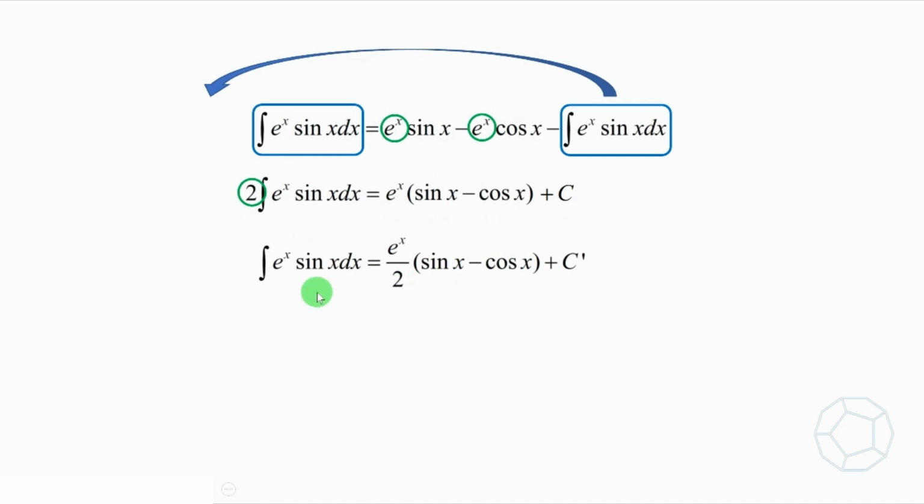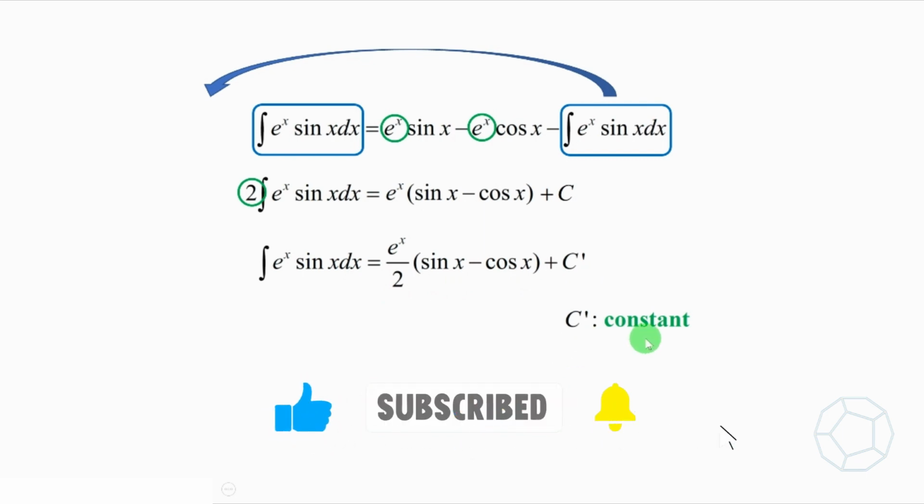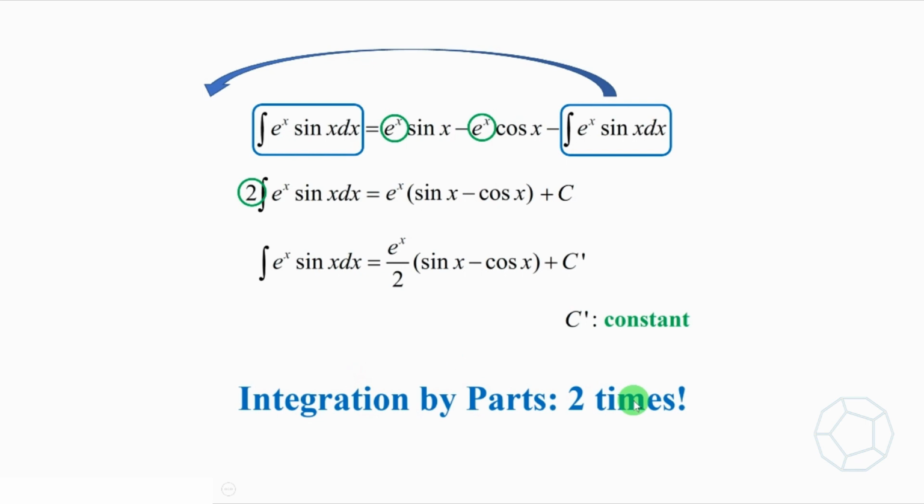Then the answer for this integral is equal to e to the power of x over 2 times bracket sine x minus cosine x plus c prime. We use c prime to denote another constant. You may also keep it as c over 2. It is a really special case for integration by parts. We have to apply it twice to get the answer.